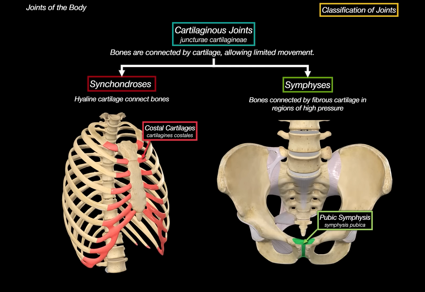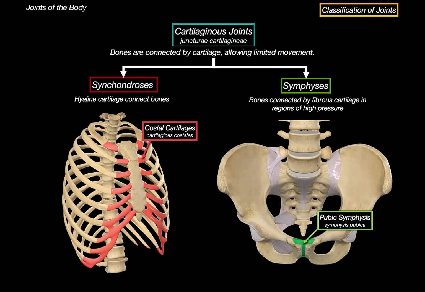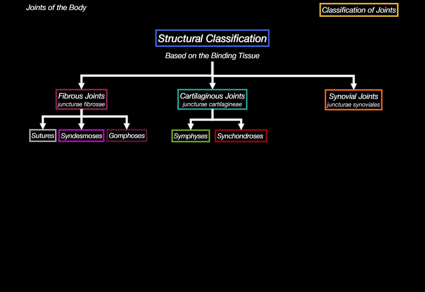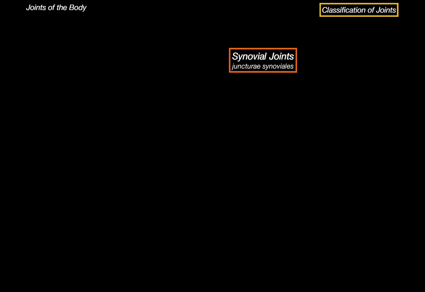These discs are typically a type of symphysis, and their role is to absorb shock and distribute pressure along the vertebral column. To summarize, synchondroses are primary temporary joints made of hyaline cartilage that allow for growth and ossify with age, while symphyses are permanent joints made of fibrocartilage that provide shock absorption and strength in high-pressure areas. And with that, we've covered the cartilaginous joints. Next, let's move on to synovial joints.